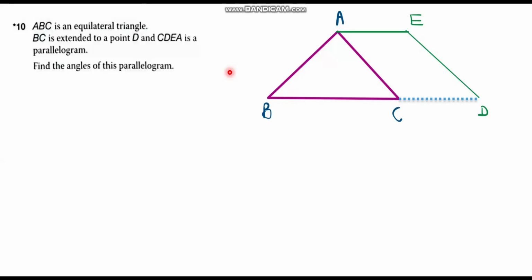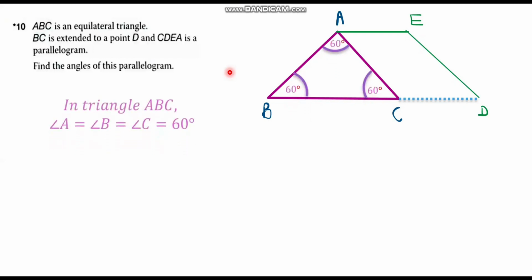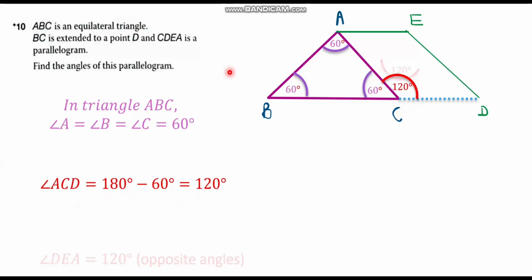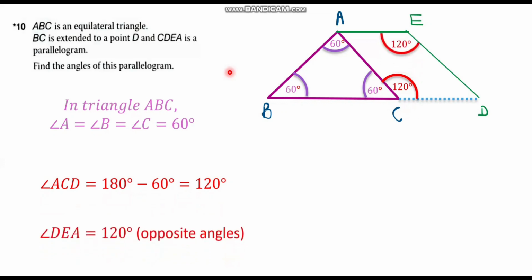So in triangle ABC, if it is an equilateral triangle, all angles will have equal size, meaning 60 degrees. Now we can easily figure out the size of angle ACD by using the straight line. So we can take away 60 degrees from 180 to get the size of ACD, that will be 120 degrees. Also, in a parallelogram, we know that opposite angles are the same, so DEA will also be 120 degrees because of opposite angles.